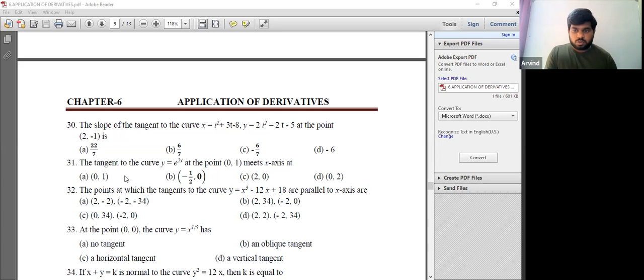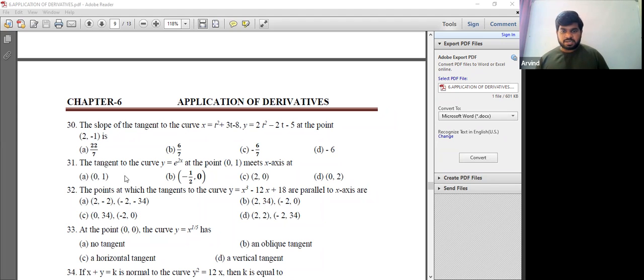We had solved till the 30th question, so let's start from the 31st question. The tangent to the curve y equals e to the power 2x at the point (0, 1) meets the x-axis at which point? Option A is wrong. It is meeting the x-axis, so the y value should be 0. So it should be option B, C, or D.